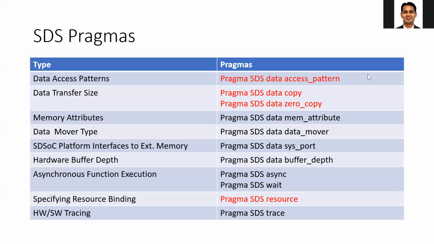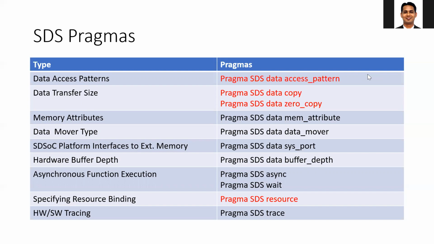Now coming back to the SDSOC pragmas, in this lecture we are going to study four SDSOC pragmas. One is the access pattern, how you are accessing the data. Second is the data copy, data zero copy, that is how you are transferring the data between the PS and PL, and the SDS resource. These pragmas are important for our matrix multiplication example, and we are going to use them to improve the performance of the matrix multiplication code, which we discussed in the last lecture.